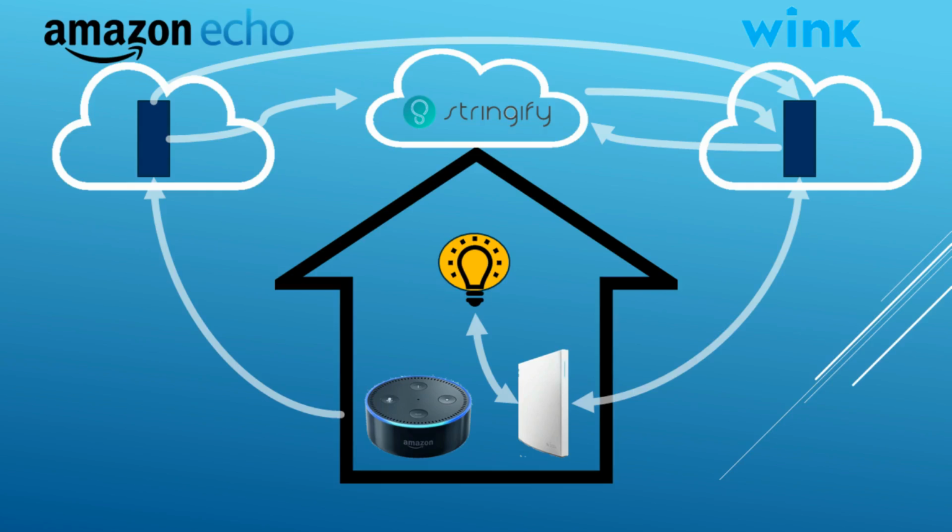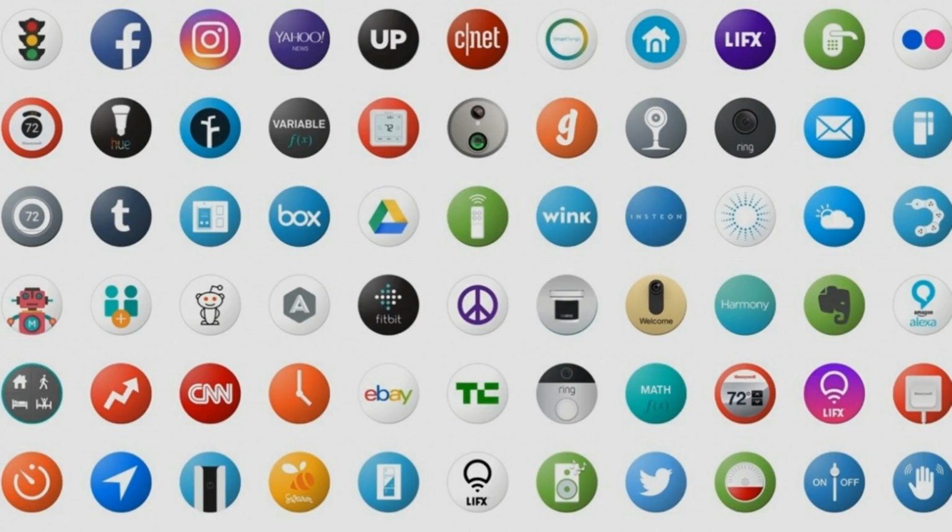And since you can connect Stringify to your Amazon Alexa, you give voice commands to the Echo, which in turn fires Stringify flows, which does even more cool stuff. Now, Stringify isn't limited to the Amazon Echo and smart home hubs. It connects to a whole host of cloud services, including IFTTT, and if you're wondering if you can do the same things with IFTTT, the answer is no.